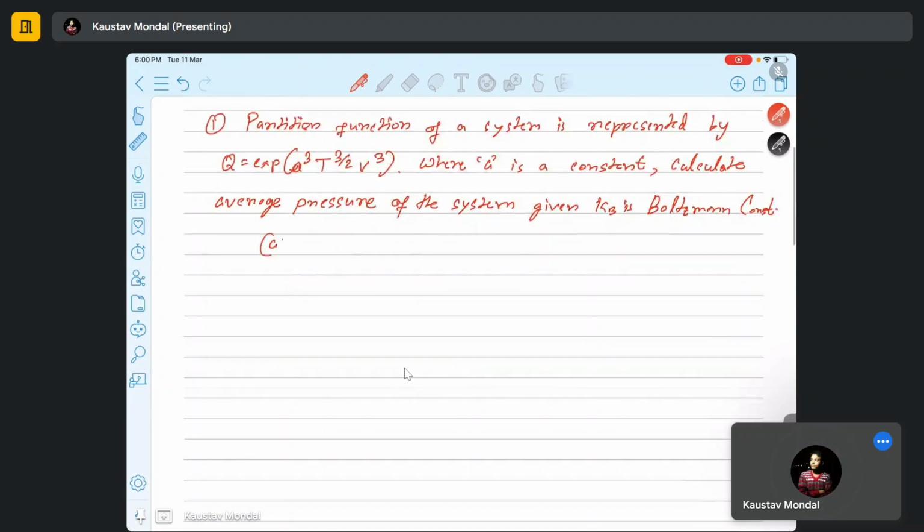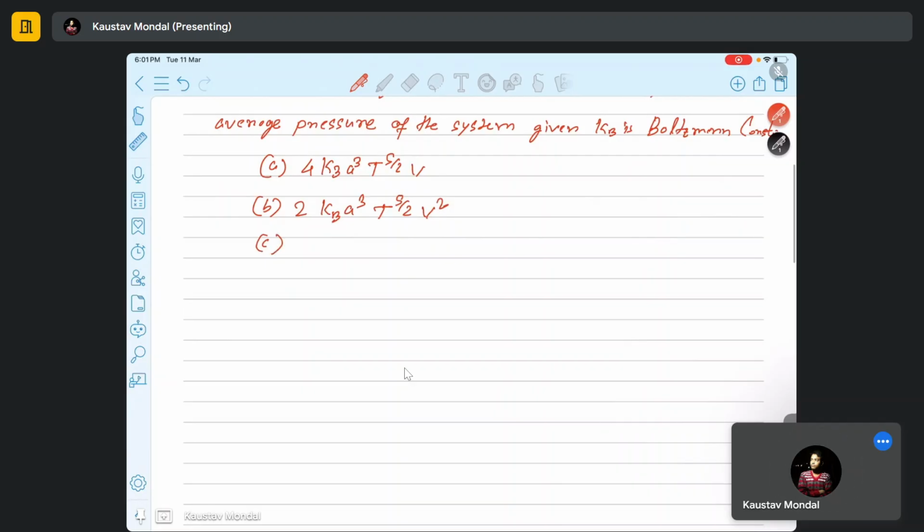The options are: option A is 4AB by 5 by 3; option B is 2AB by 5 by 2 square; option C is 2AB a to the power 3 by 2 square; option D is 4AB a square to the power 5 by 2 square. So these are the 4 options given. Basically the partition function is given, and from that you have to calculate the pressure.